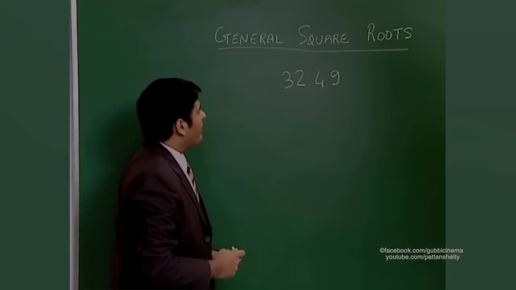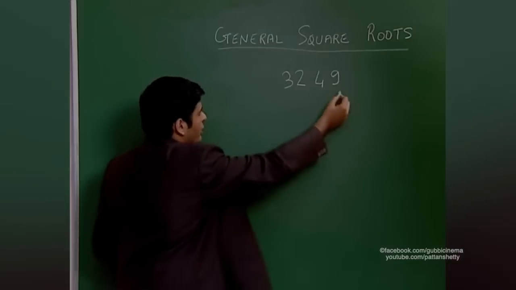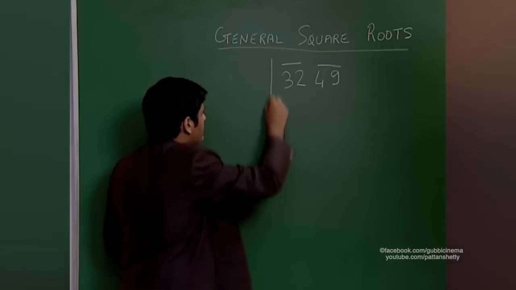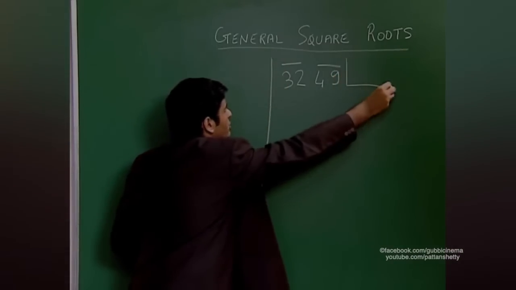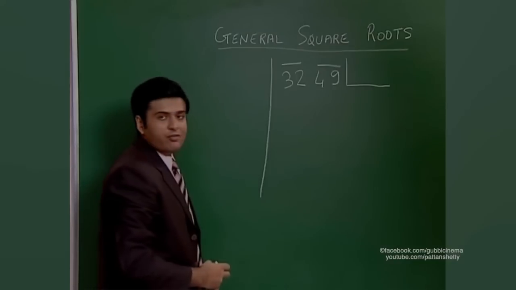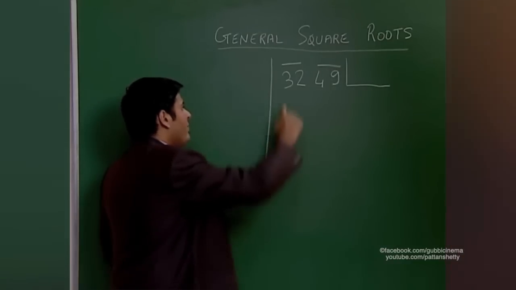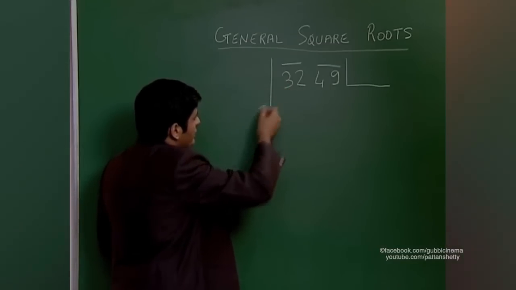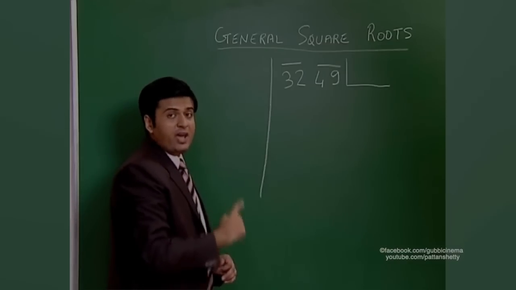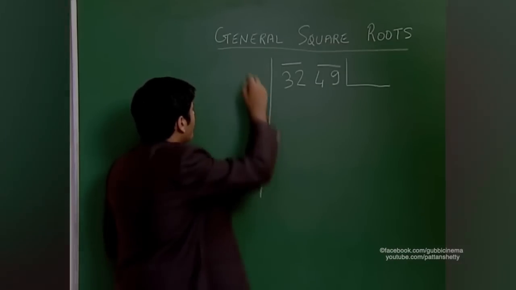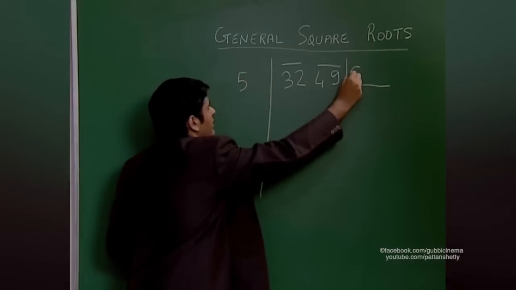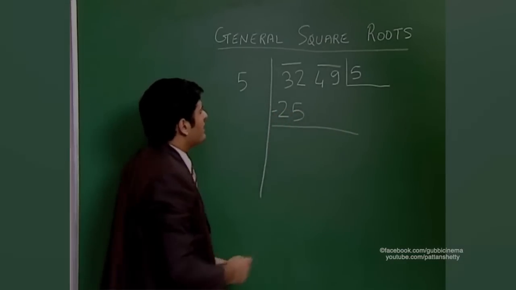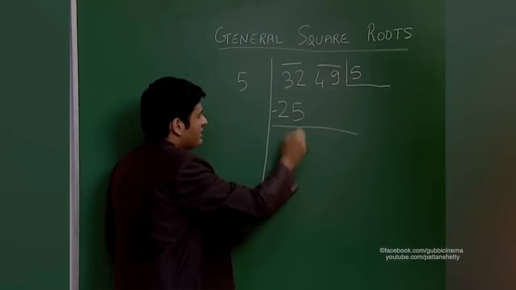3249. I begin from the right, take in groups of 2. 1 and 2 becomes a group. 1 and 2 becomes a group. We'll begin the process of finding the square root. Now, ask yourself, what is the perfect square immediately closer to 32? Immediately closer to 32, I have a perfect square: 5 times 5, 25. I subtract, 32 minus 25 is 7.